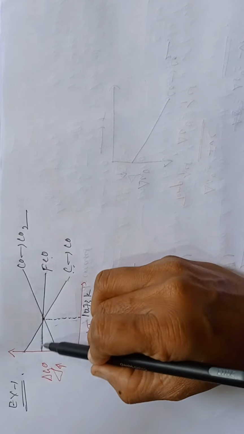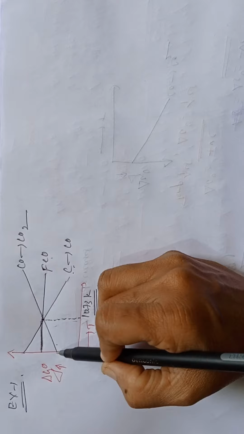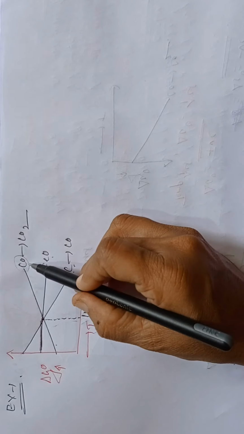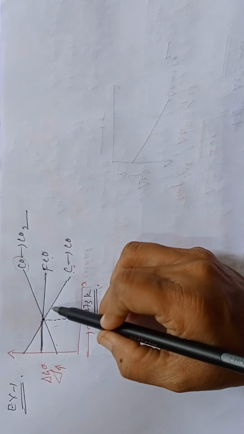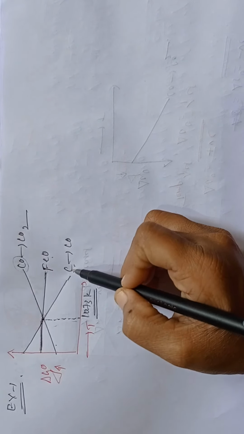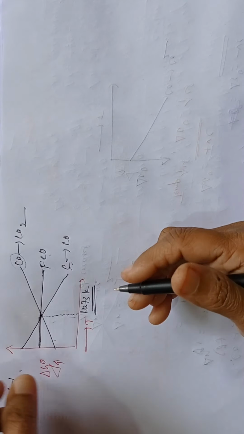Before 1073 Kelvin, to this line, which is lower, this one. That means CO is the best reducing agent. After 1073 Kelvin, to this line, which is the lower part, carbon is there. So carbon is the reducing agent. Are you clear, students? Understanding?